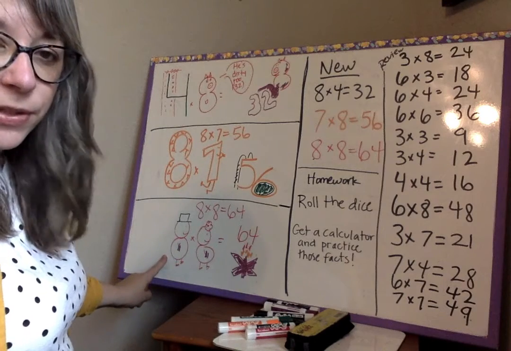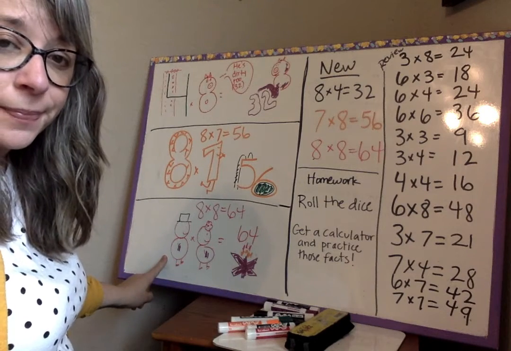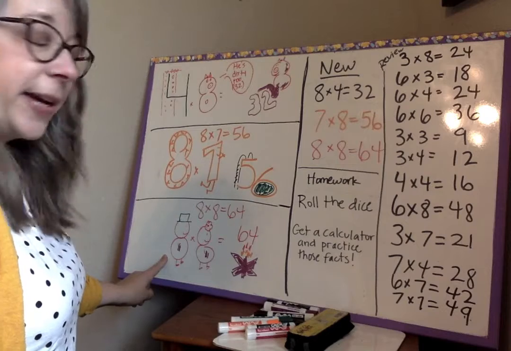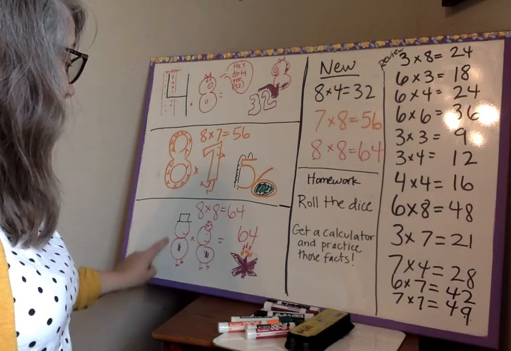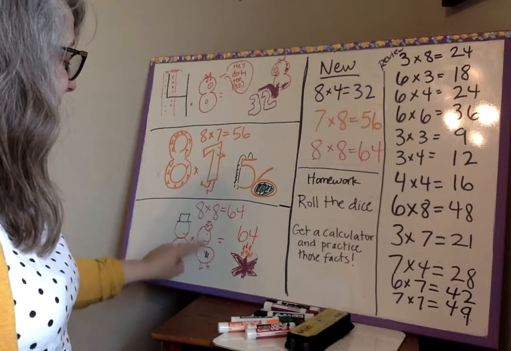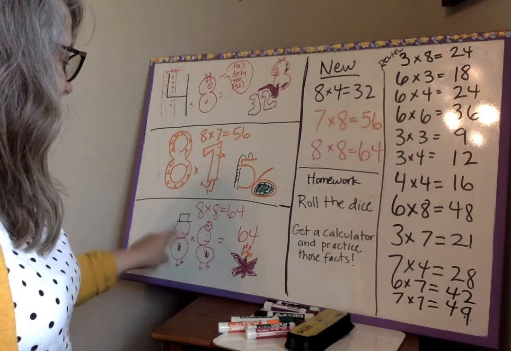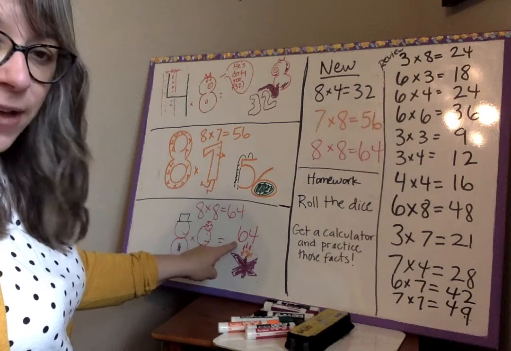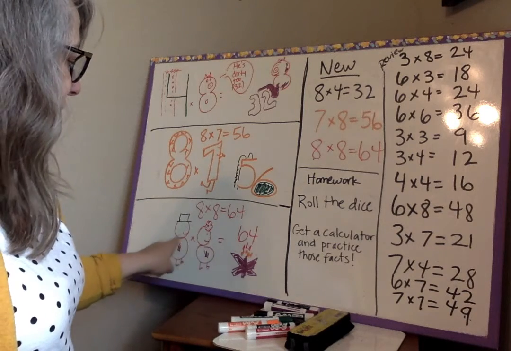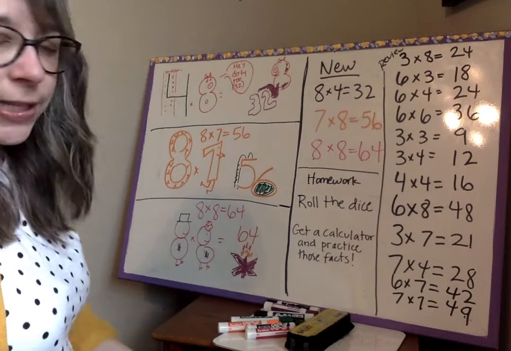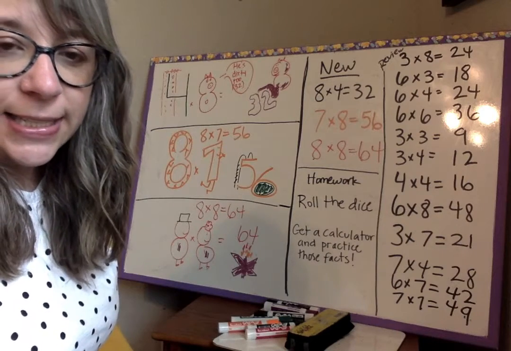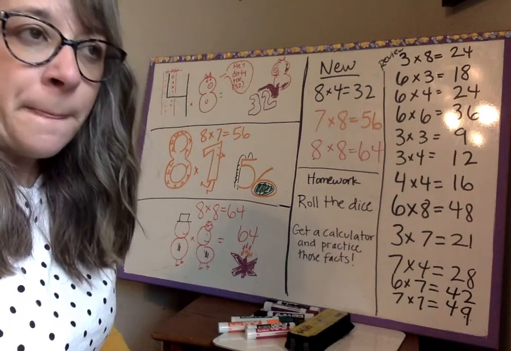And then we have the little snowmen, the little snow people. They want to get warm by the fire. So 8 times 8 equals 64. The 2 8s bring the sticks to the fire. So 8 times 8 is 64. The sticks are for the fire. 8 times 8 is 64.